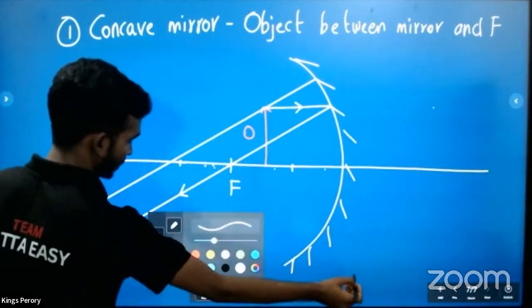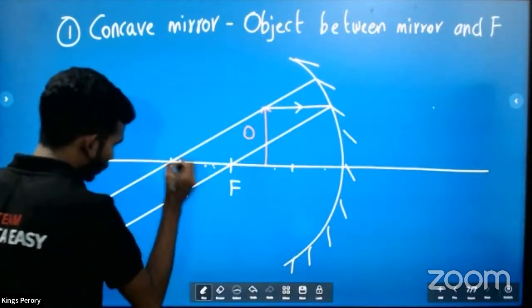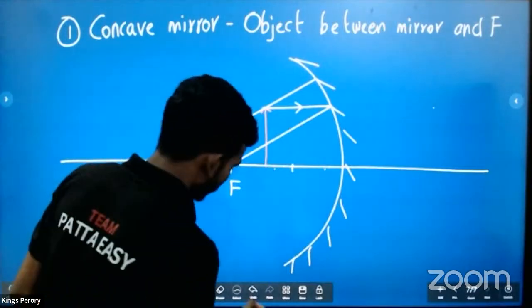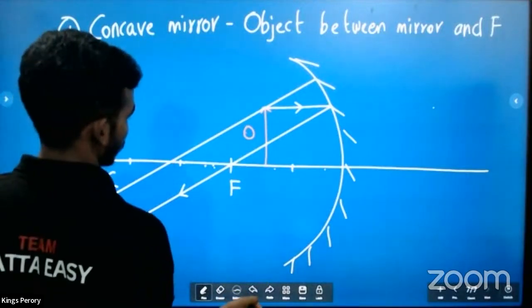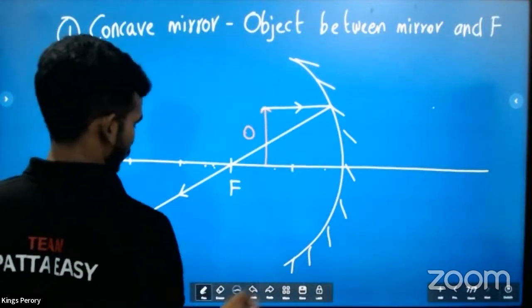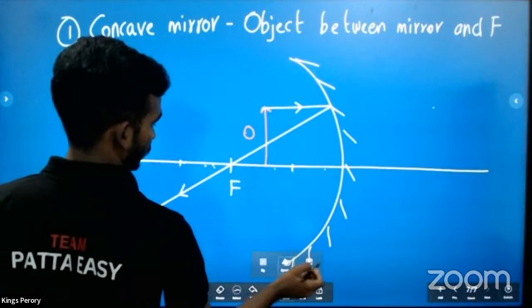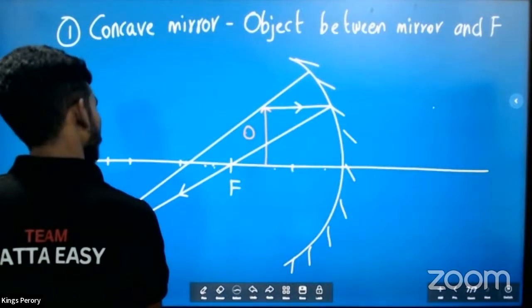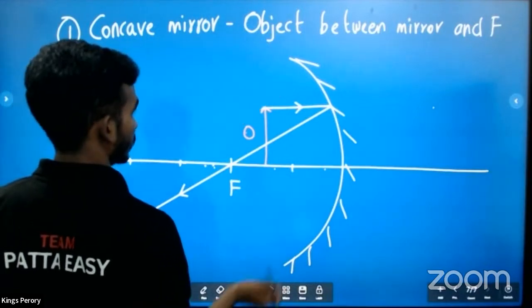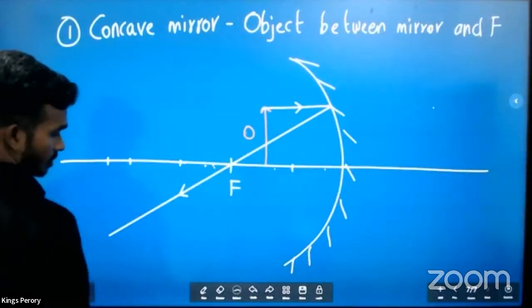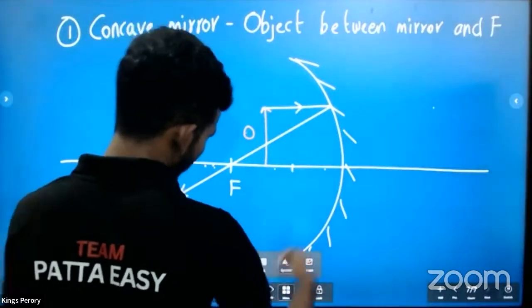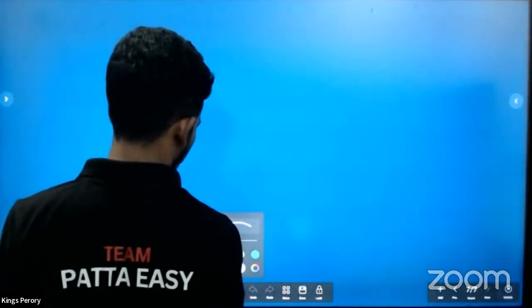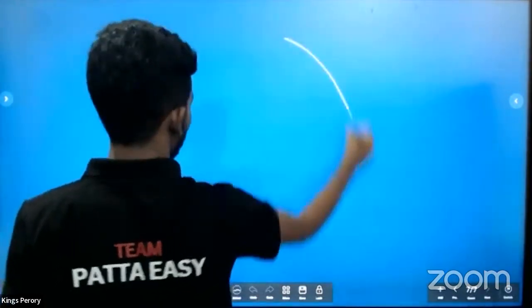You need to properly scale and draw. If you don't scale and draw, this side the light rays won't be known. It looks like parallel. Fully scale and draw, otherwise it won't come. All right, there you go.